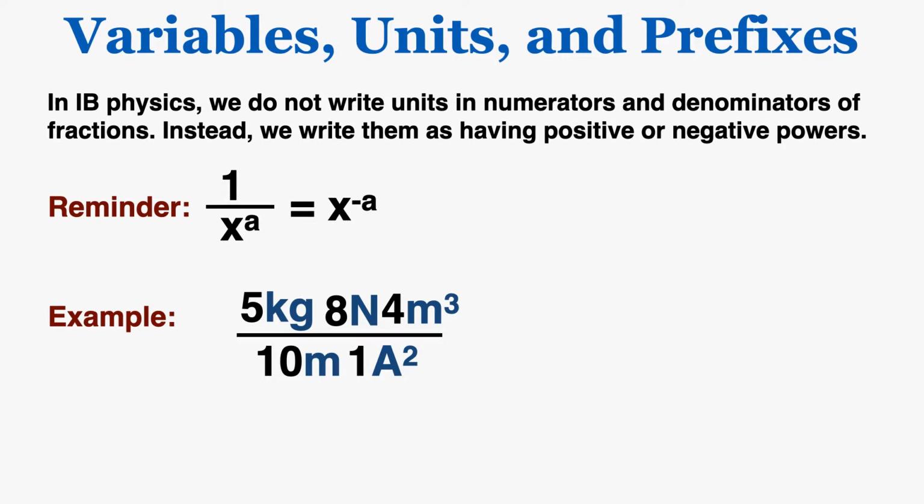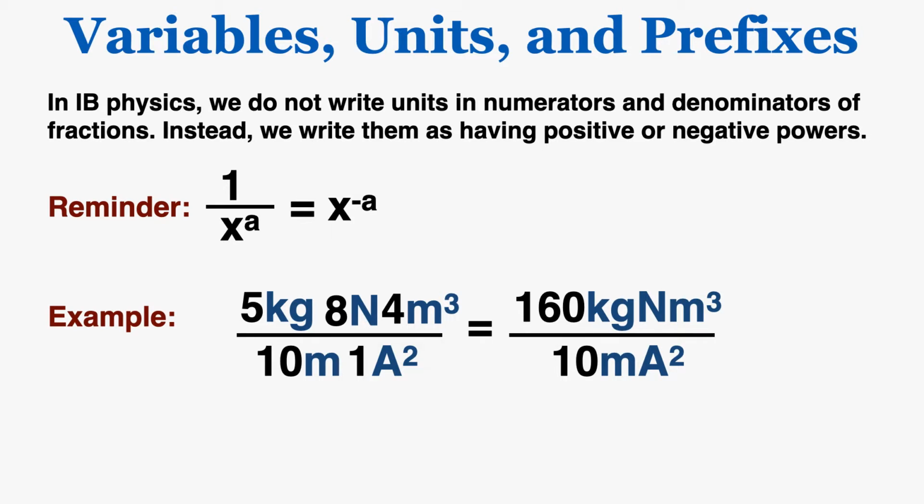In IB physics specifically, we do not write units in numerators and denominators of fractions. Instead, we write them as having positive or negative powers. And just remember, what a negative power physically means is just 1 over that positive power. So 1 over x to the power of a is equal to x to the power of negative a. I have this example problem here where I'm multiplying and dividing these numbers, and I'm going to show you the correct way that we would write the result and the unit in IB physics specifically.